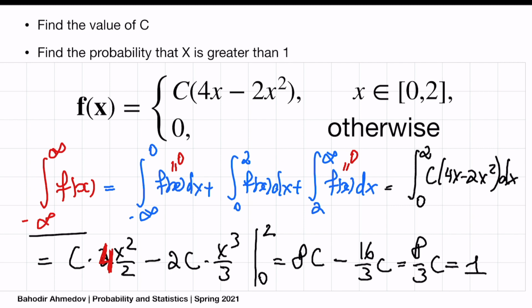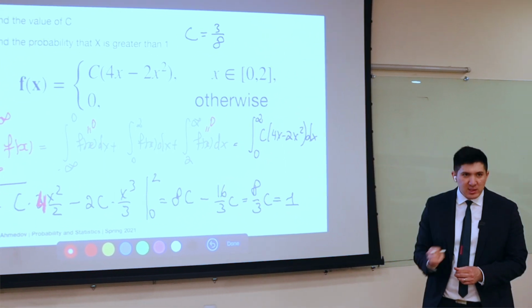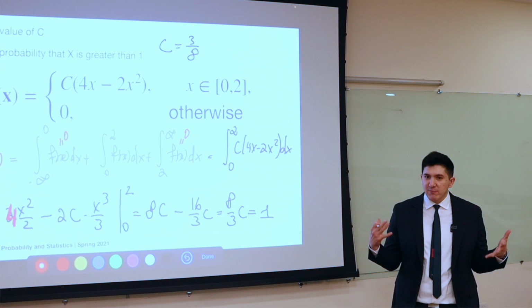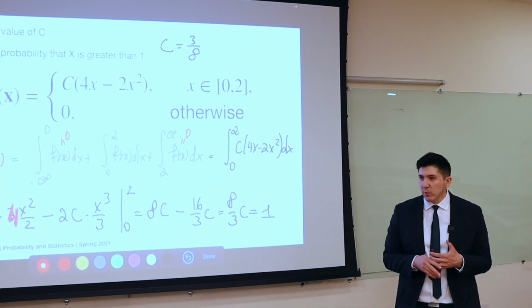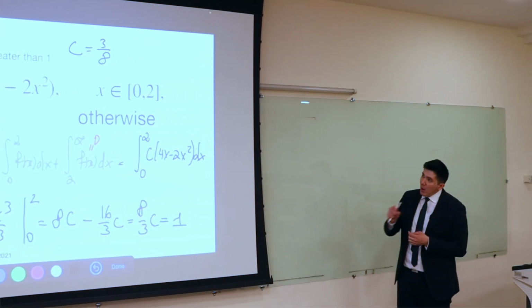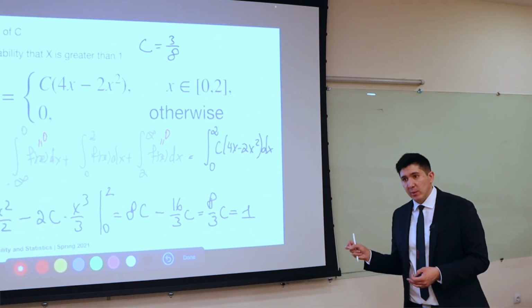And from here, we can find that the value of c should be equal to what? 3 over 8. For exactly this value of c, this is going to be the proper density function. For any other value of c, the area under this curve is not going to be equal to 1, so it can't really be the proper density function. Okay, so now, when we've got the proper density function, we can evaluate the probabilities for this random variable.